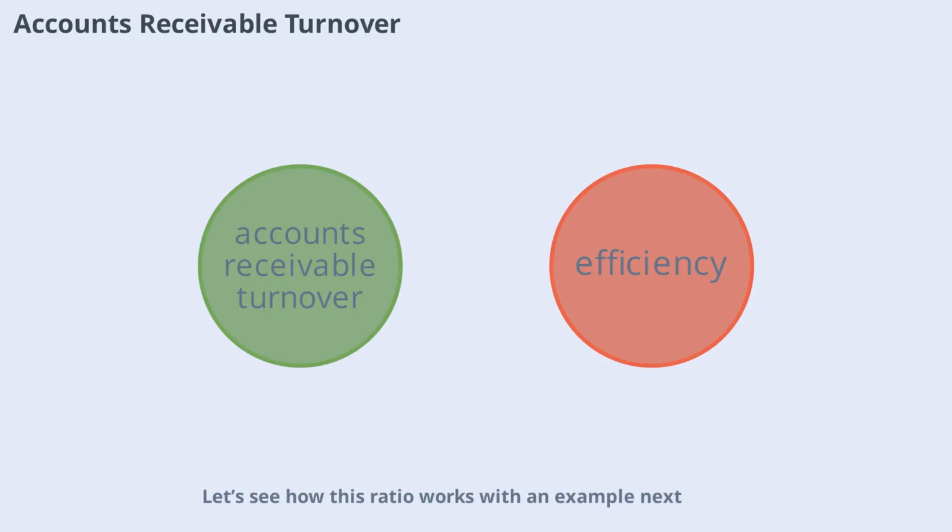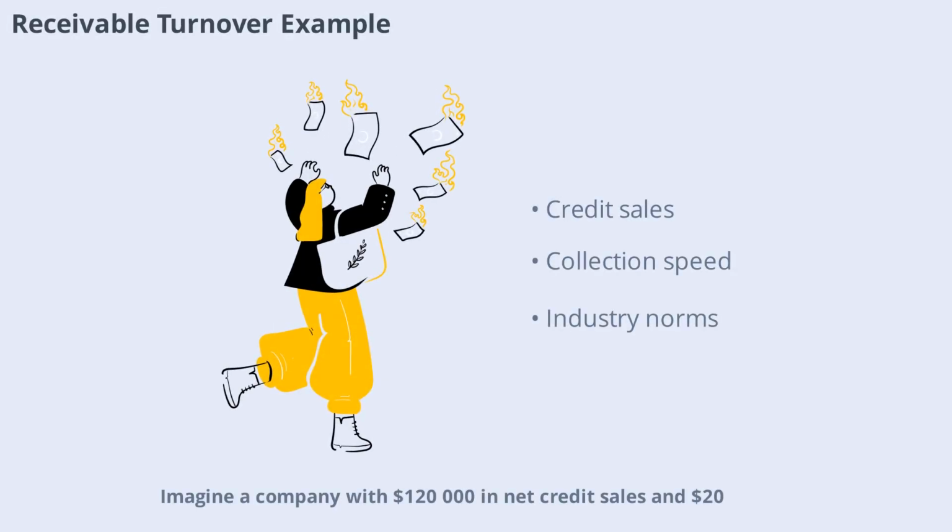Let's see how this ratio works with an example next. Imagine a company with $120,000 in net credit sales and $20,000 in average accounts receivable. The accounts receivable turnover ratio is $120,000 divided by $20,000, which equals 6. This means the company collects its average receivables 6 times a year. Comparing this ratio to industry norms helps assess credit and collection policies.